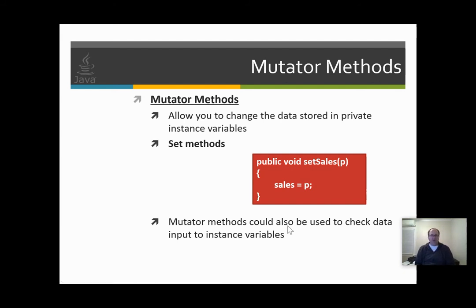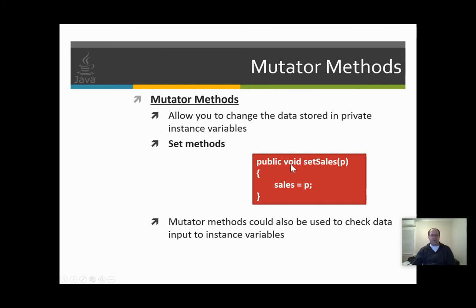The second category of method we're going to define here is called a mutator method. A mutator method will allow you to change the data in a private instance variable. I'd like to pass a new value in, or I'd like to be able to set that value. So we're going to call it a mutator method, or more commonly known as a set method. I want to change the value. And here, literally, it could be something as simple as this, right?